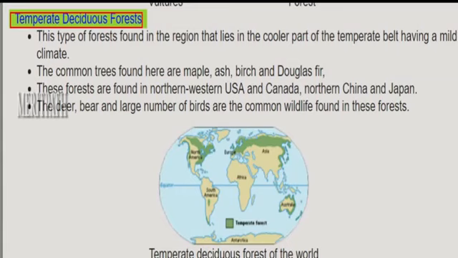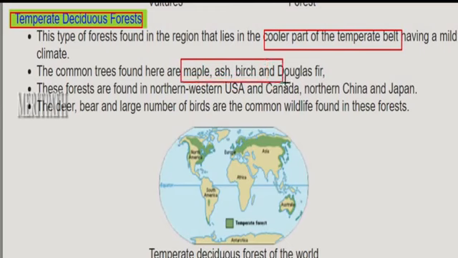Antarctic Circle. Deciduous means leaves fall off the tree at a particular season. That is, they shed their leaves in the dry seasons, and these forests have good temperature and plenty of rainfall. And they are found in the cooler part of the temperate belt. The most common trees found here are maple, ash, birch and Douglas fir, and they are found mostly in parts of northwestern USA, Canada and northern parts of China and Japan.